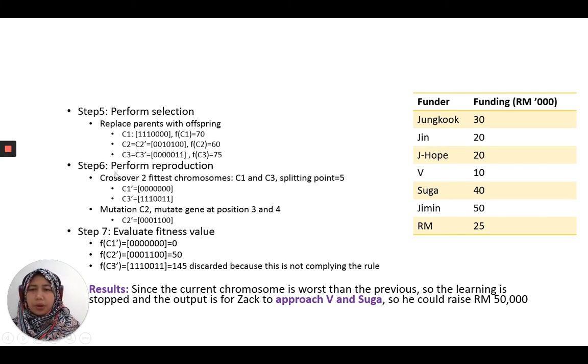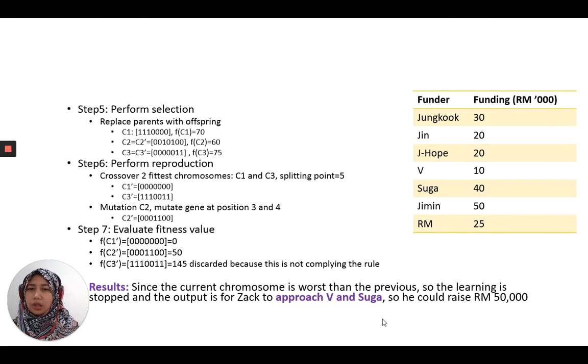So the operation in step 6 has produced C1 prime and C3 prime as well as C2 prime. We evaluate the fitness again. From this, we discard C3 prime because this does not comply with the rule, and we are left with C2 prime, which returns that the total to be collected is 50,000 by approaching V and Suga.